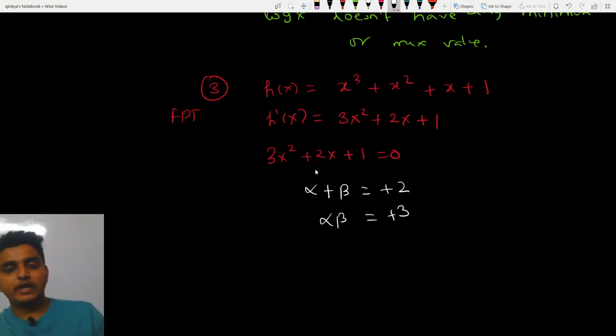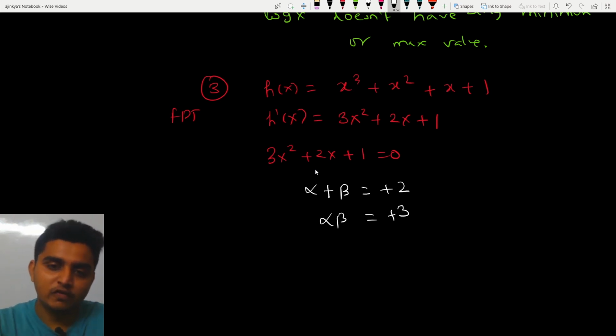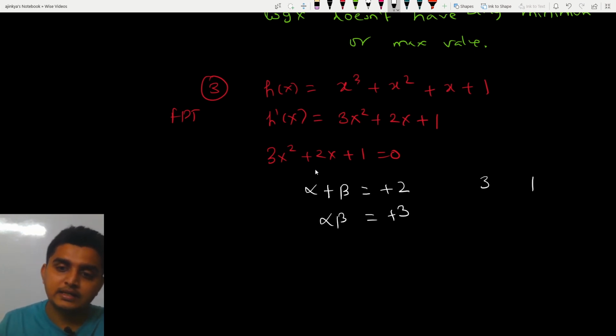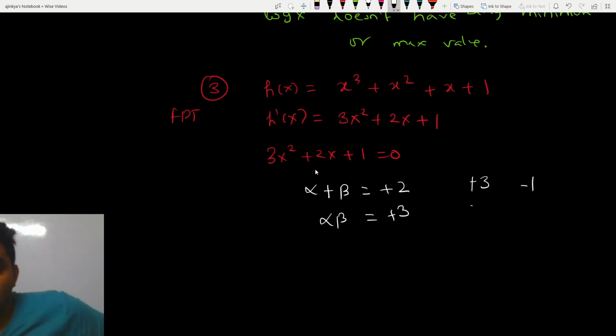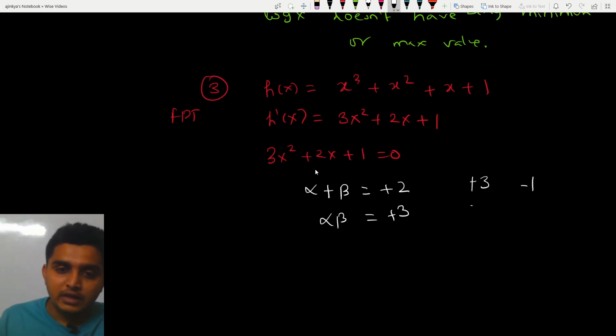So practically if you look at it, we don't have any kind of combinations. Even if we take 3 and 1 as the numbers, we don't have any solution where it can get to 2, since the sign will be opposite. If we take plus 3 and minus 1, the sum is going to be 2 but the product is going to be negative 3, and even if you take minus 3 and plus 1, it is going to be negative 2 as the sum. So since we don't have any real factors for this, we can take the second derivative test.